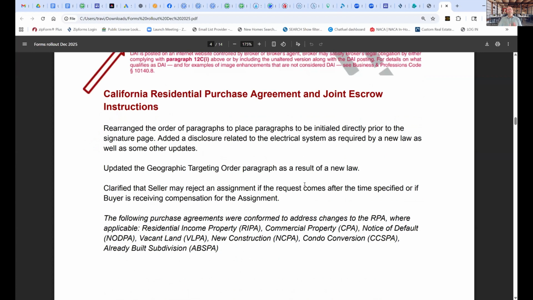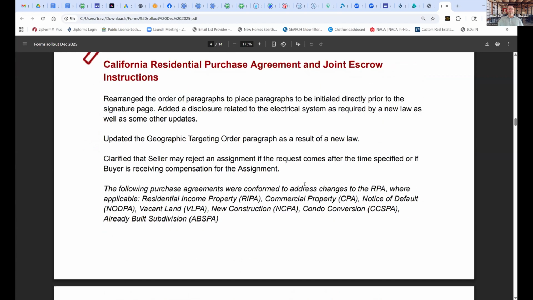California Residential Purchase Agreement. So the RPA, they rearranged the order of the paragraphs to place paragraphs to be initialed directly prior to the signature page. Added a disclosure relating to the electrical system as required by a new law, as well as some other updates. Updated the geographic targeting order paragraph as a result of the new law.